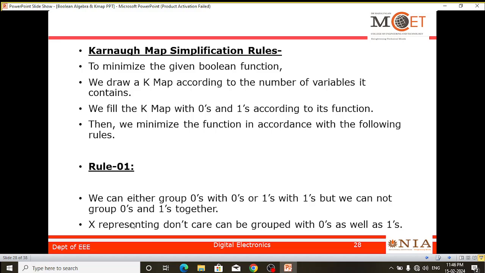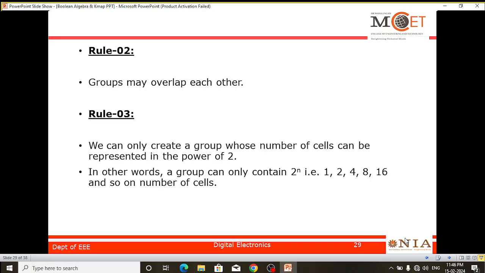Okay, then X sometimes appears in a K-map. X represents a don't care, which can be grouped with zeros as well as ones. So that's rule 1 for K-map simplification. Then rule 2: groups may overlap each other. Then rule 3: we can only create a group whose number of cells is a power of 2.